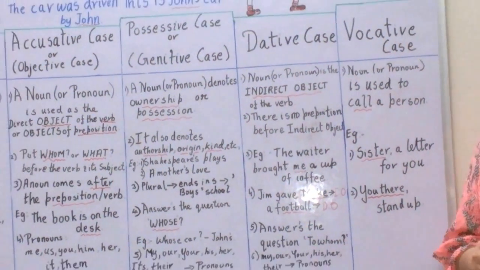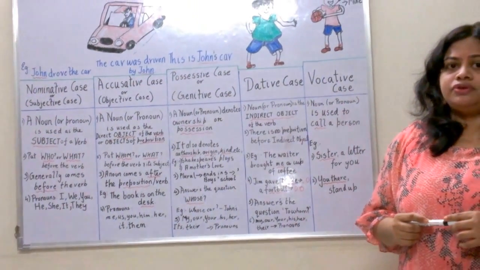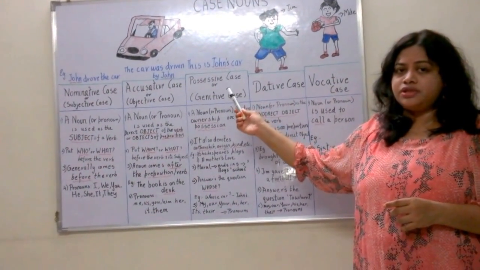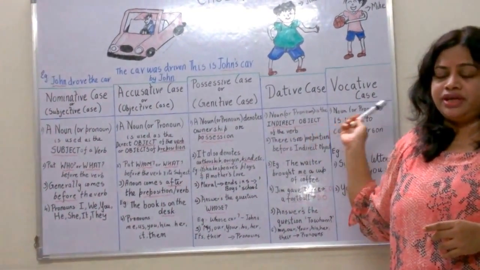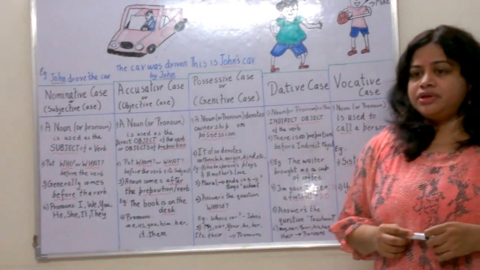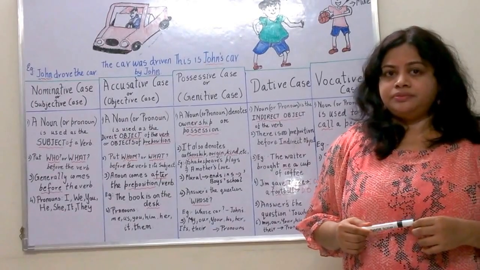This is all about the five cases of nouns: nominative case, accusative case, possessive case, dative case, and vocative case. And always remember to ask the question.